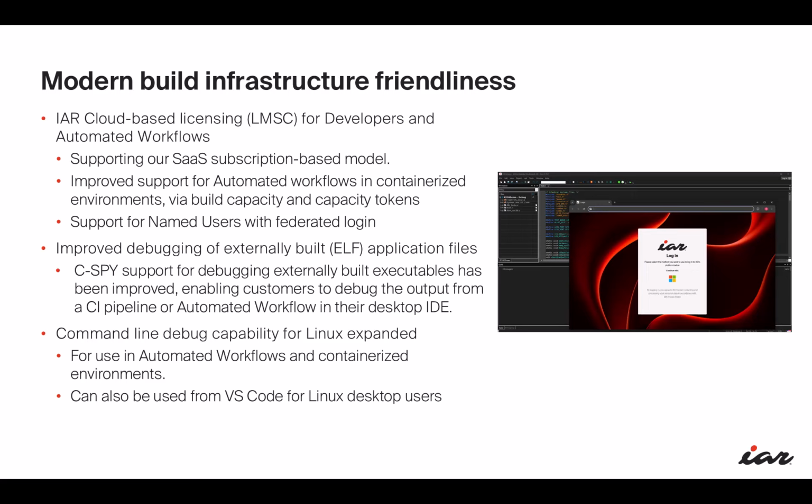We also worked on improving the debug experience with externally built ELF files. We'll look into the details of that later on. Command line debugging capabilities for Linux has been expanded, mostly for RISC-V, where you now also can use the debug tools in containerized environments and from the command line. Of course, you can also use this from VS Code, and we'll look into that later on as well.